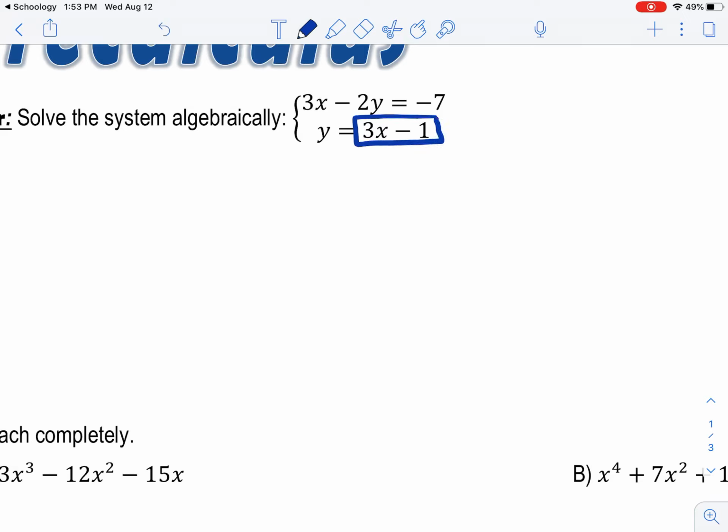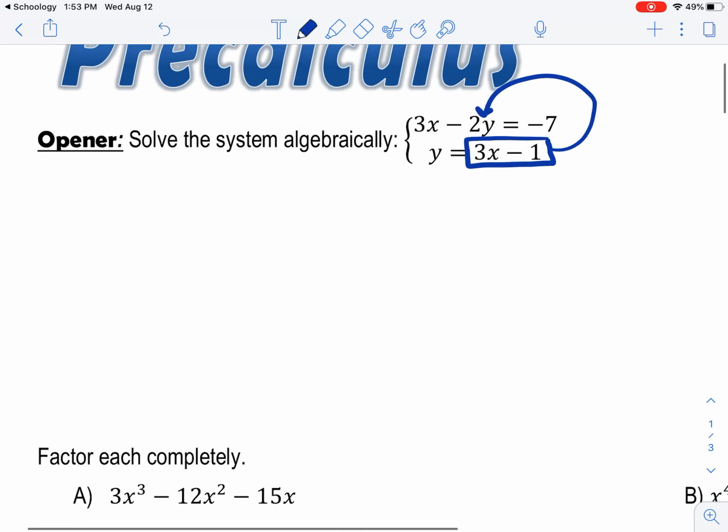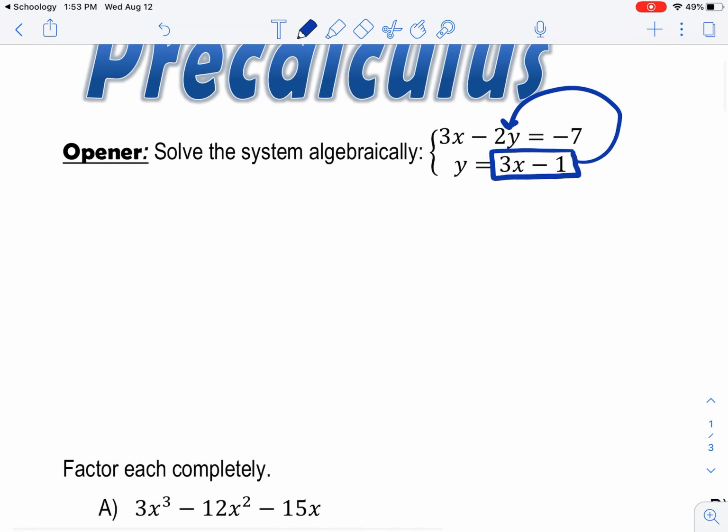How substitution works is that I know this is the exact same thing as y, so I'm going to substitute it into the other equation for y, so there's no longer any y's in the equation. So I have 3x minus 2 times the quantity of, instead of writing y, I'm writing 3x minus 1 equals negative 7. Now I need to solve this.